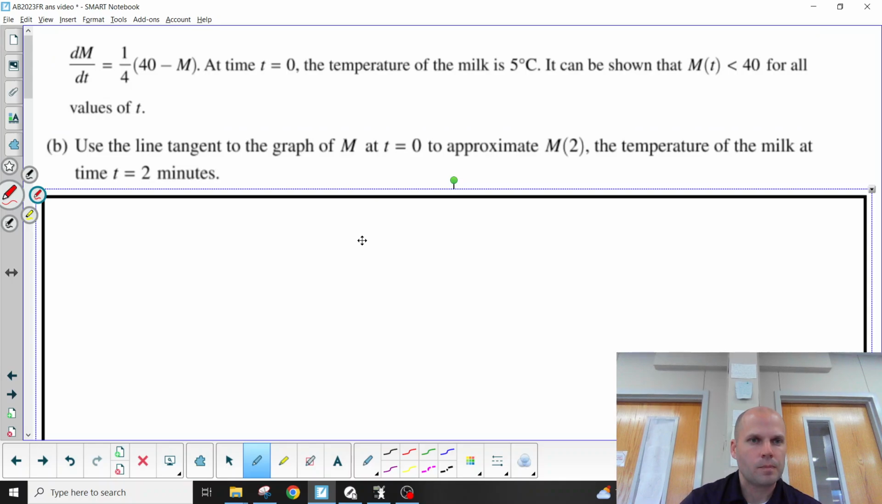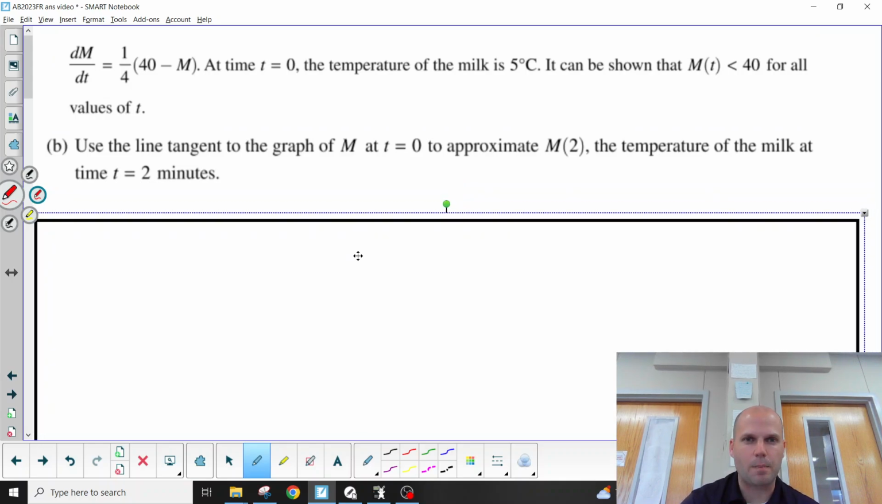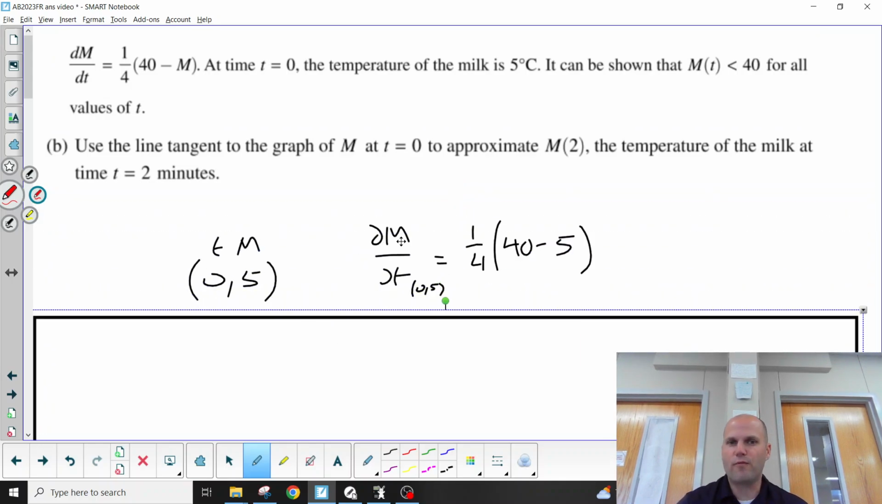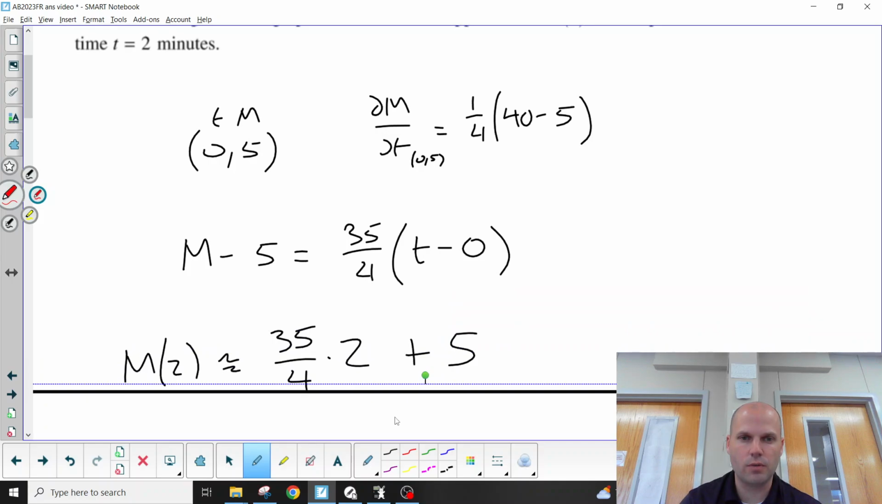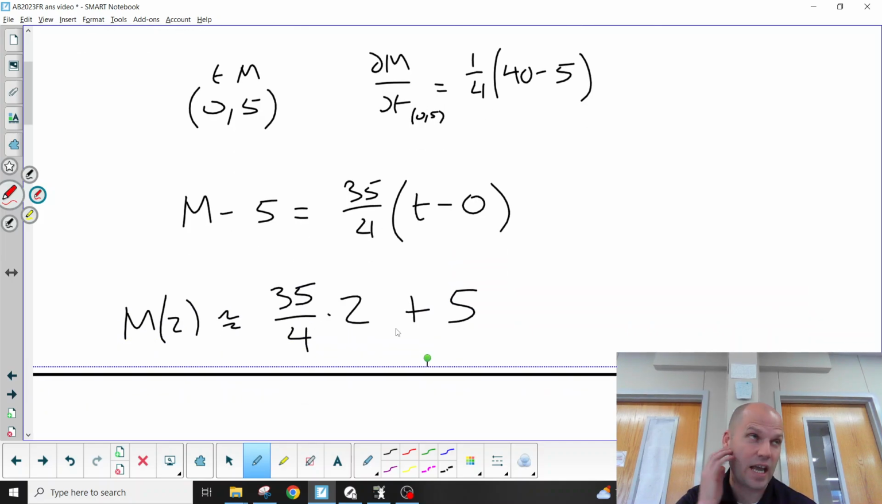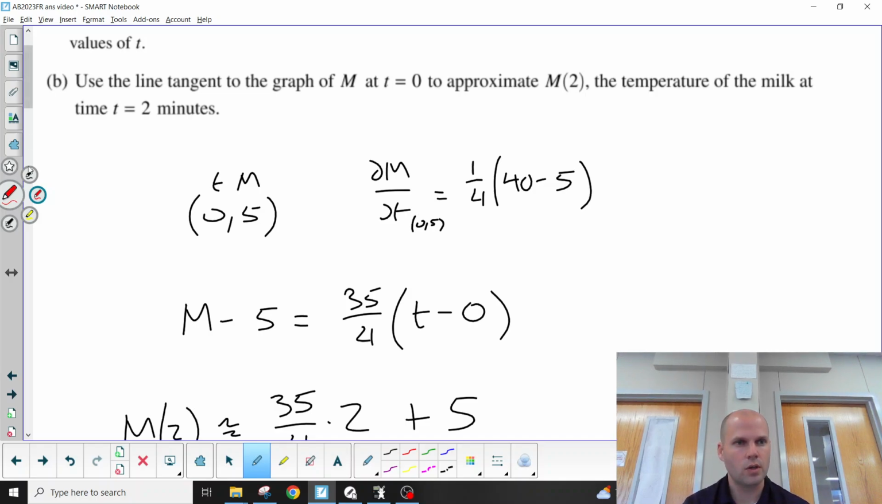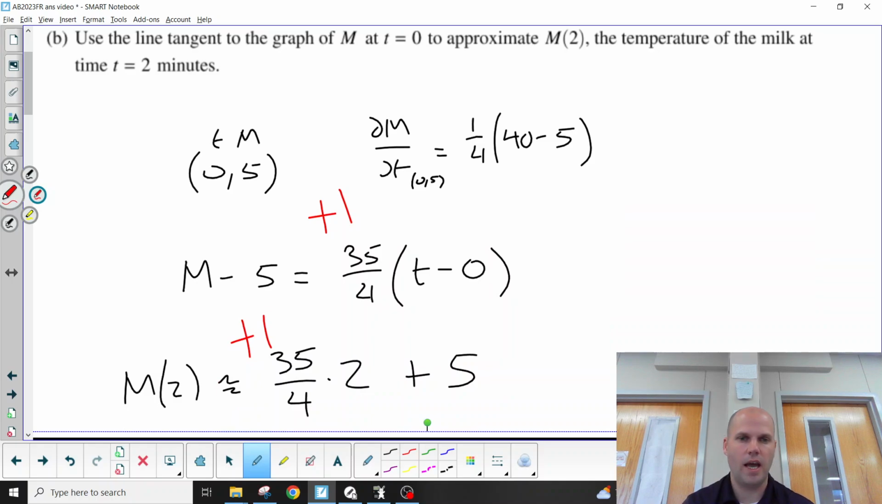Part B, use the line tangent. Well, we got the point 0, 5. We find the slope by plugging in 5 into dm dt. We start with our equation y minus y1 equals m times x minus x1, but I'm using m's and t's. I then plug in 2 and do this, leave the calculations like that, you get the points. This is probably worth 2 points. 1 for the equation, 1 for the approximation. Maybe it's worth 3, where you got slope, equation, and then approximation.